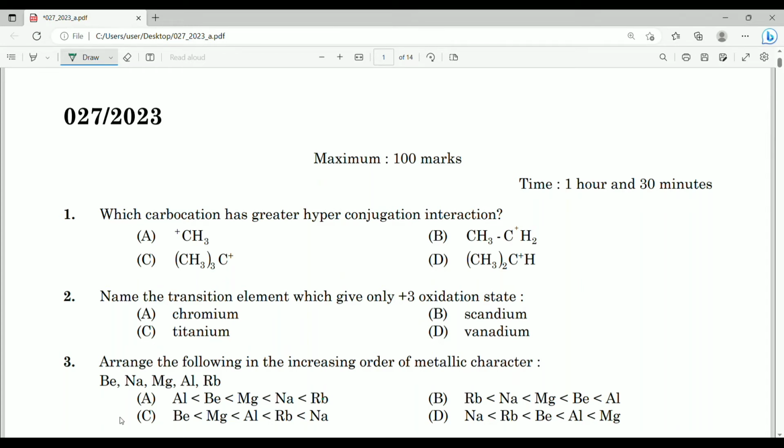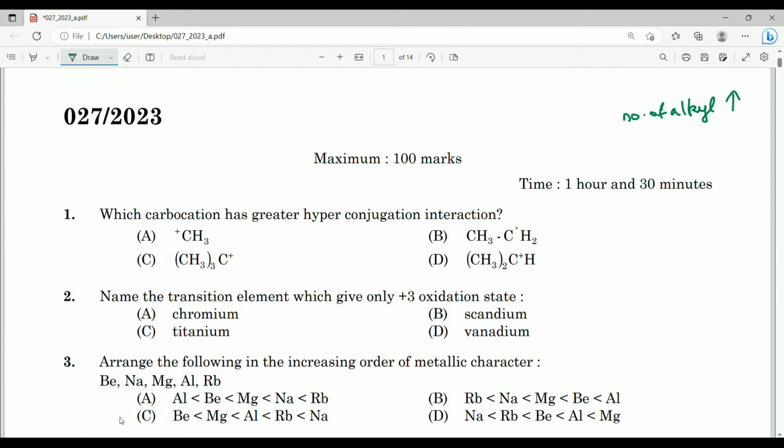In this video, we will discuss the questions of Technical Assistant conducted by Kerala PSC in the year 2023. First question, which carbocation has greater hyperconjugation interaction? Options are given. We have to find which carbocation has greater hyperconjugation. You know, as the number of alkyl groups increases, hyperconjugation increases. So greater the number of alkyl groups, greater will be the hyperconjugation of the carbocation.